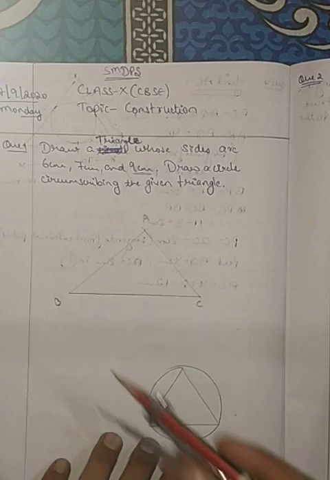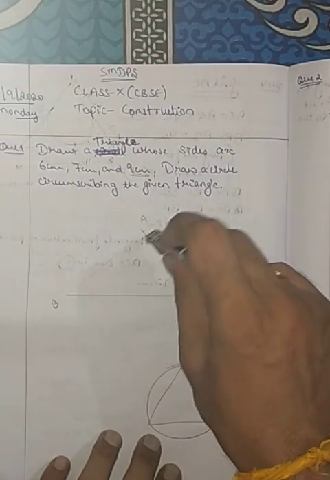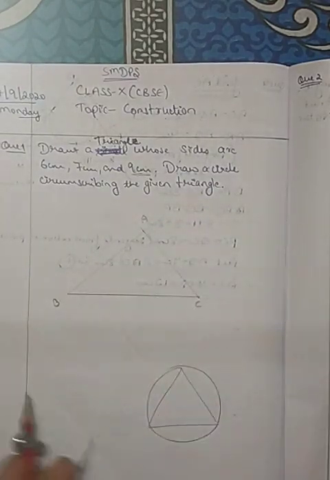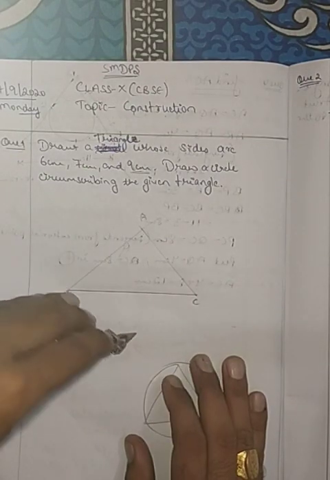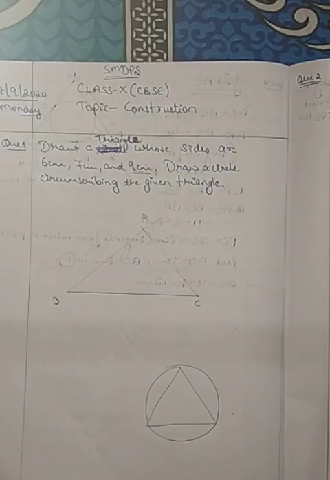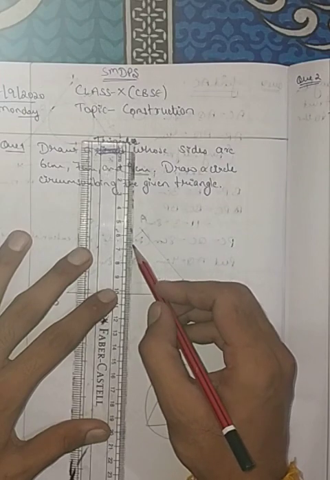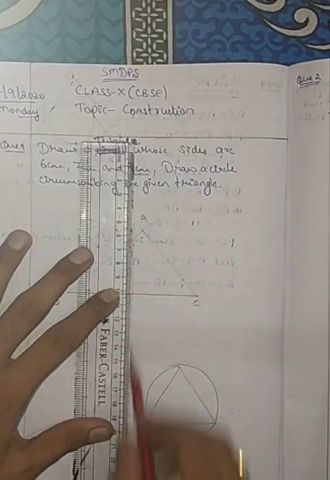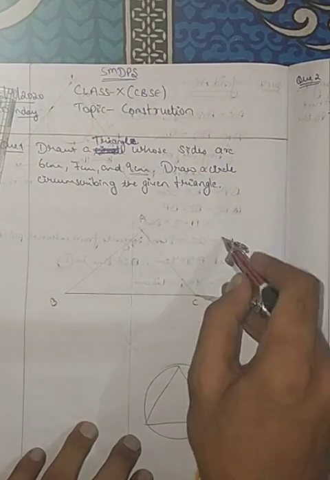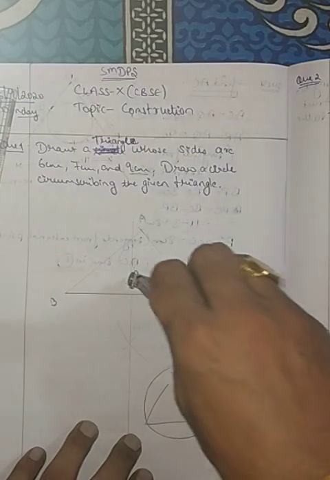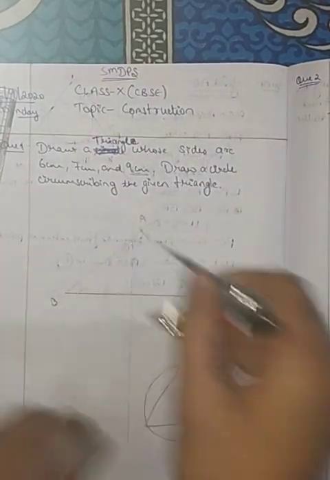I am going to draw the perpendicular bisector of BC and AC. Open your compass more than half. Draw an arc here and below the line. Keeping the compass the same, cut the previous arcs. Note down that all this construction must be in light; the lines must be light in color. Now I am going to draw the perpendicular bisector of AC. Join it.